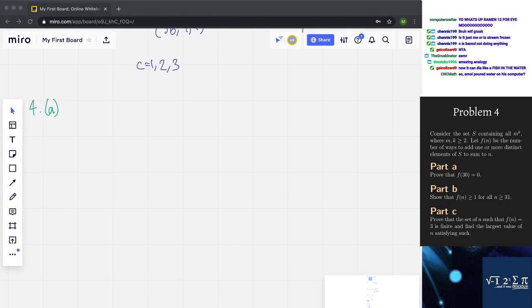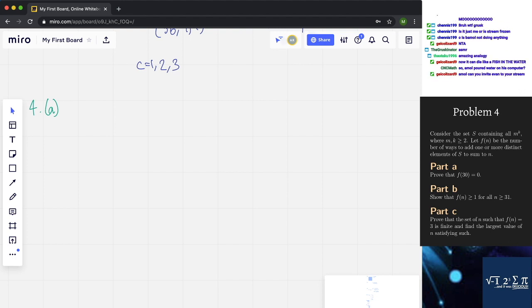Okay, number 4. So part A. No, but okay, so this problem looks like, so part A looks like you bot spam it and you just list out the first few perfect powers.